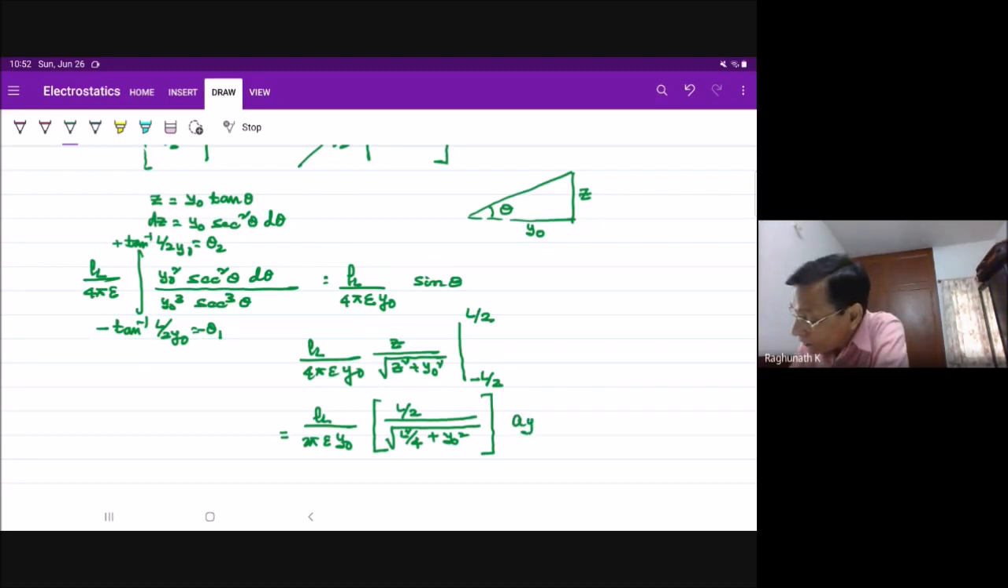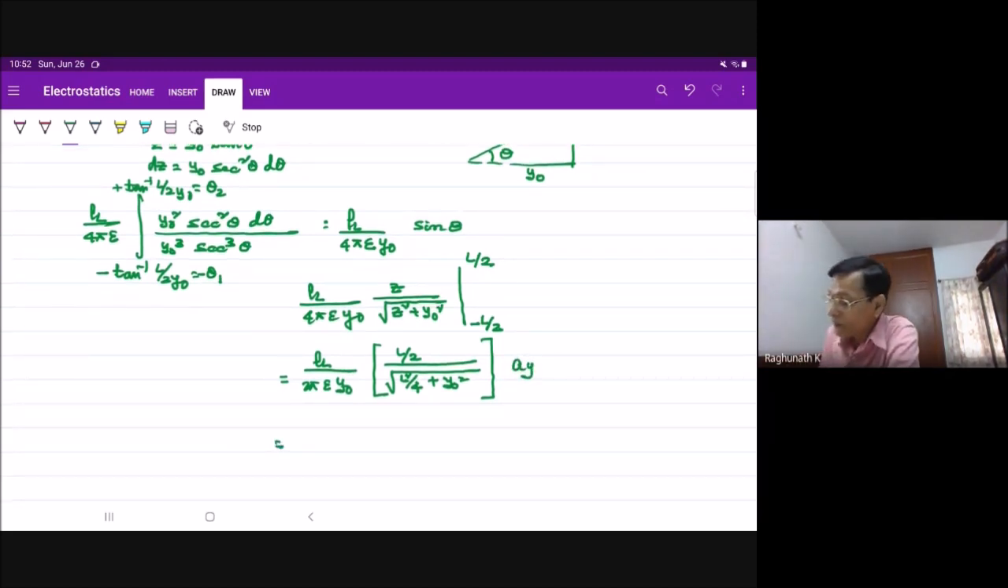Ay is equal to rho L by 2 pi epsilon y naught into L by root of L square plus 4y naught squared. Can I put it like that?